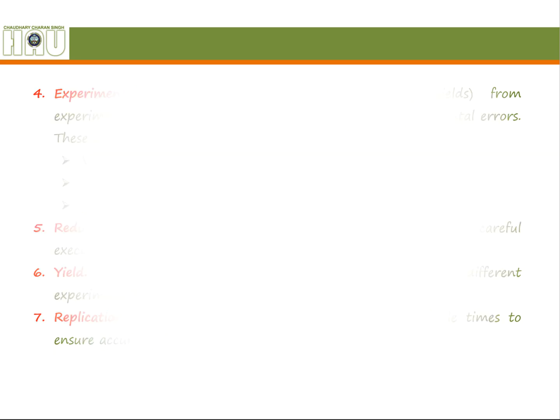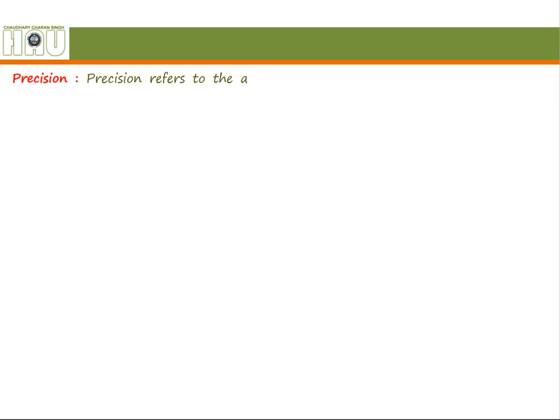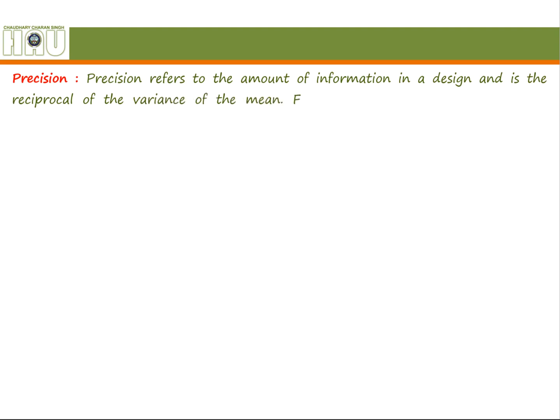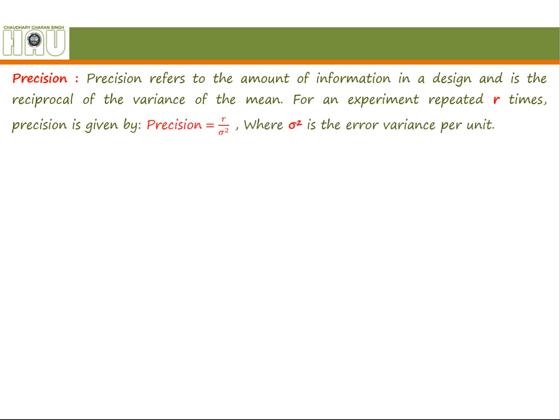Then another important definition is precision. Precision refers to the amount of information in a design, and it is the reciprocal of the variance of the mean. So, in an experiment, if it is repeated r times, the precision is given by r over sigma square. If it is repeated one time, it is 1 over sigma square, where sigma square is your error variance per unit. Clear?